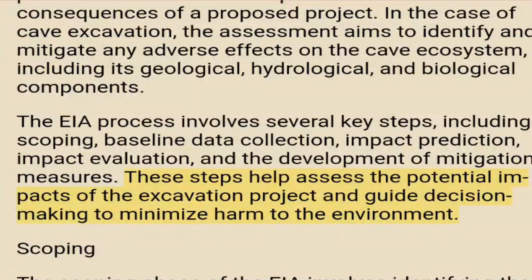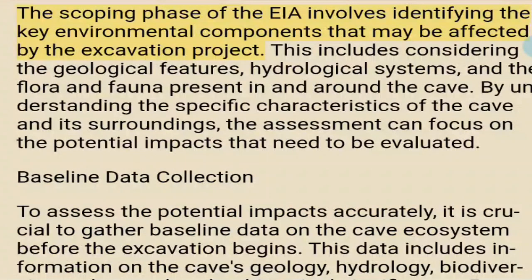the environment. Scoping. The scoping phase of the EIA involves identifying the key environmental components that may be affected by the excavation project. This includes considering the geological features, hydrological systems, and the flora and fauna present in and around the cave. By understanding the specific characteristics of the cave and its surroundings, the assessment can focus on the potential impacts that need to be evaluated.